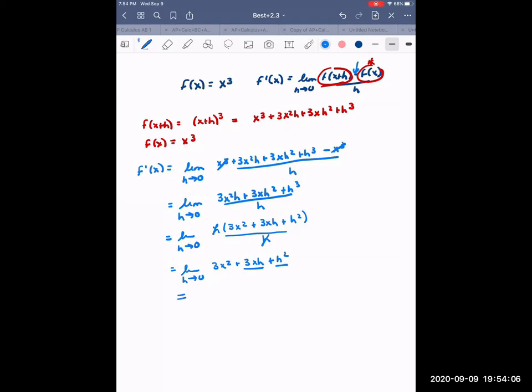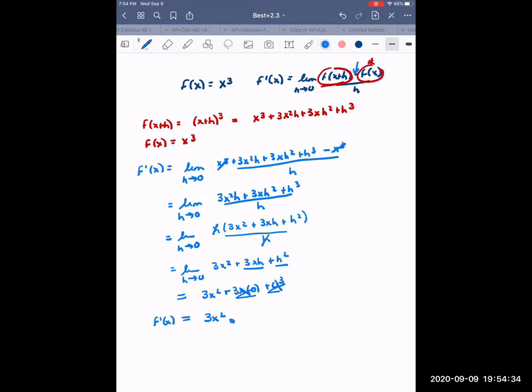So what it equals now is 3x squared plus 3x times 0 plus 0 cubed. And again, you wouldn't write this, okay? This is trivial, but we know that 3 times x times 0 times anything is 0, and 0 cubed is 0. So those go away. And so we get 3x squared. So what I would say is that f prime of x is 3x squared, and that is the true derivative.